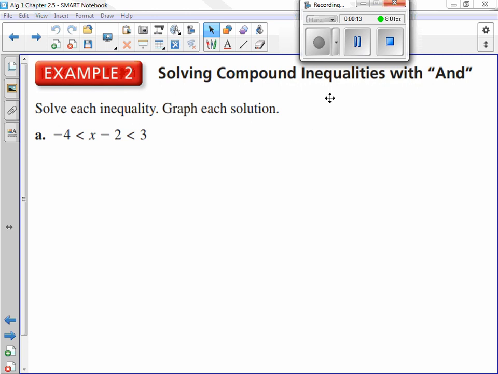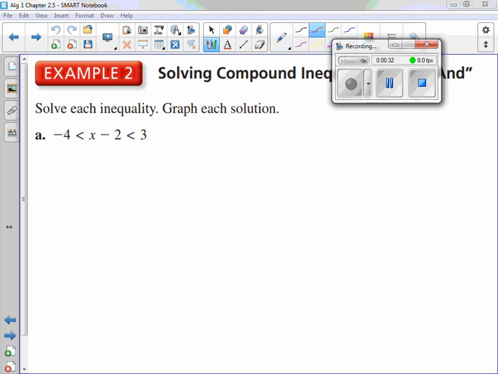There's and. This one here where we have a variable in the middle is an and compound inequality, or we have an or compound inequality. Or are always two statements. They're two individual statements. Now this one here is an and inequality.